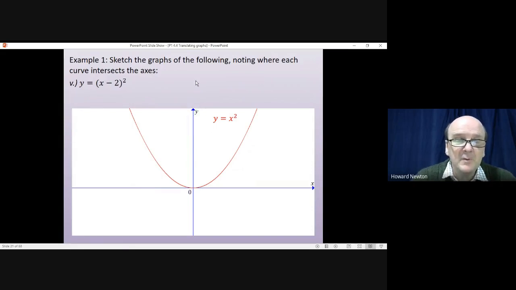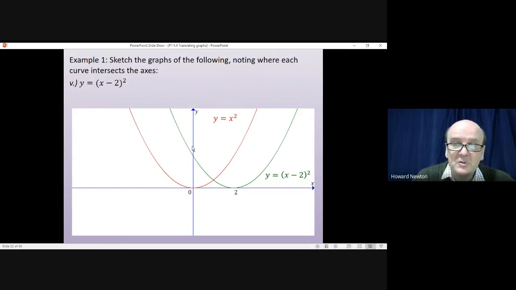Question 5, y equals (x minus 2) squared. Well, again, we're adjusting the x values, so it's going to be a translation in the x direction. Does the opposite from what you'd expect. So we've got minus 2 as the adjustment we've made. The function is going to move right by 2 units. We'll be adding on 2. So same as y equals x squared, but it'll just move right by 2 units. And the crossing point moves from 0 to 2 on the x-axis.